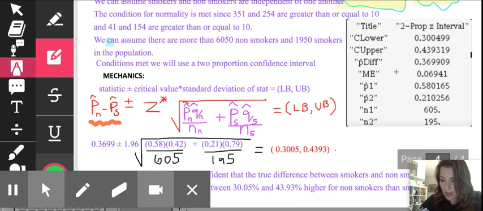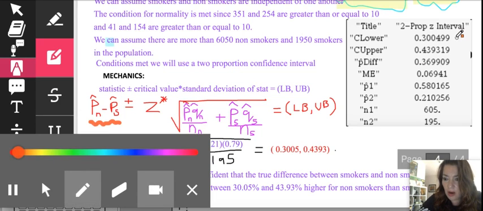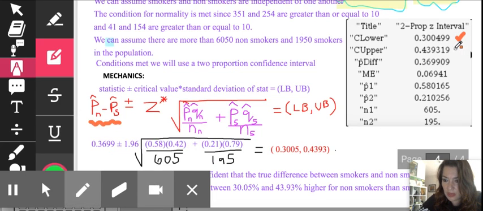What we see on our calculator screen right here. So we can see our lower bound, we can see our upper bound, we can see our sample difference, which is our statistic. It's right here, the difference between non-smokers minus smokers. So in other words, p hat of non-smokers minus p hat of smokers. That gives us 0.3699. I went ahead and put that there.